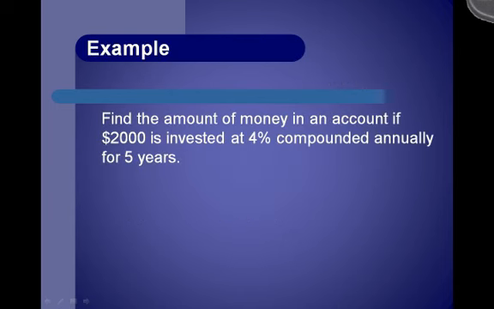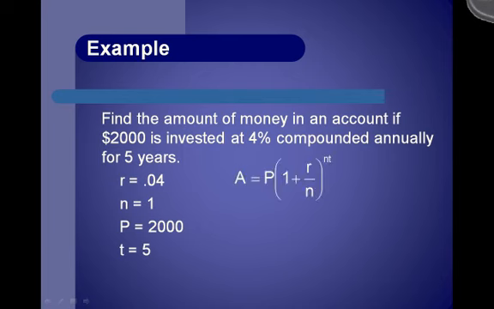So let's do some examples. Find the amount of money in an account if $2,000 is invested at 4% compounded annually for 5 years. So for this problem, the rate is 4%, or as a decimal is 0.04. It's compounded annually, so n is 1. P is the amount of money invested, or the principal, which is $2,000. And t is the time in years, which is 5. So our formula, A equals P times 1 plus r over n to the nt, because it's annual, becomes P times 1 plus r to the t. So we would get 2,000 times 1 plus 0.04 to the 5th power.